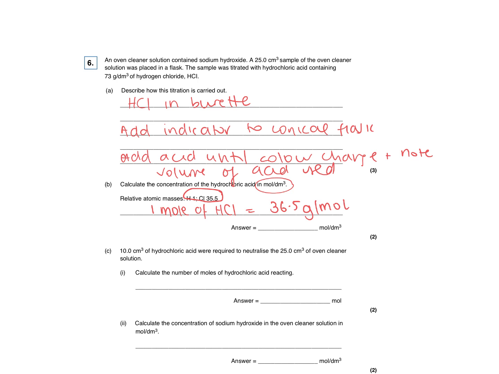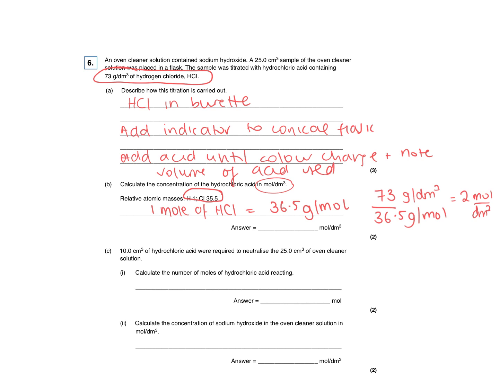Okay, so if we have 73 grams of hydrogen chloride, all we need to do is divide 73 by 36.5 grams per mole. This will give us our value for moles per dm cubed, and that's going to give us a value of 2 moles per dm cubed.